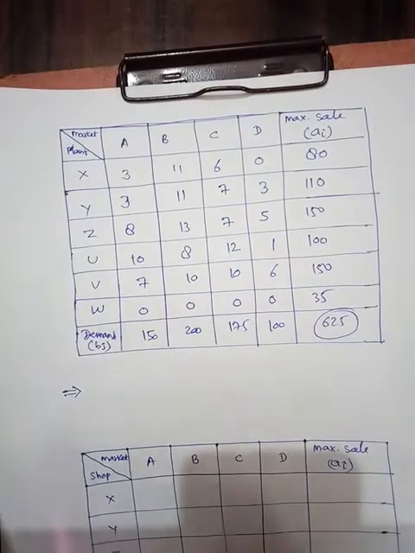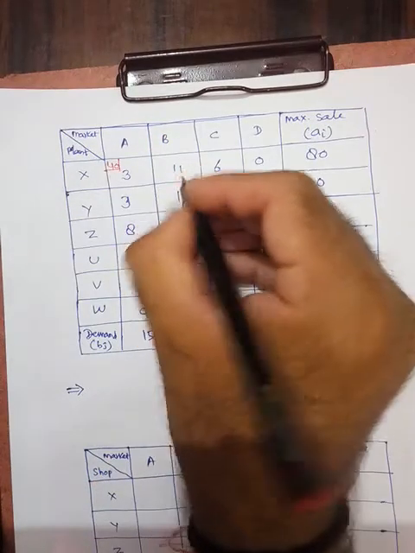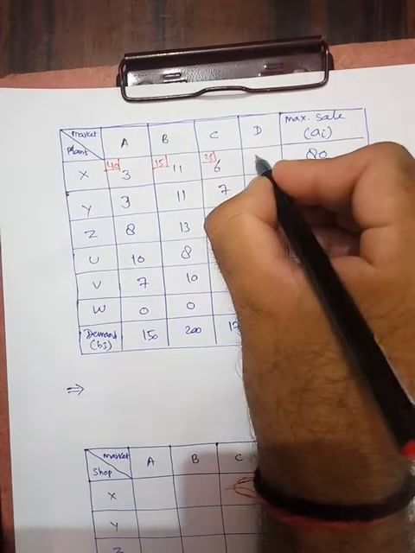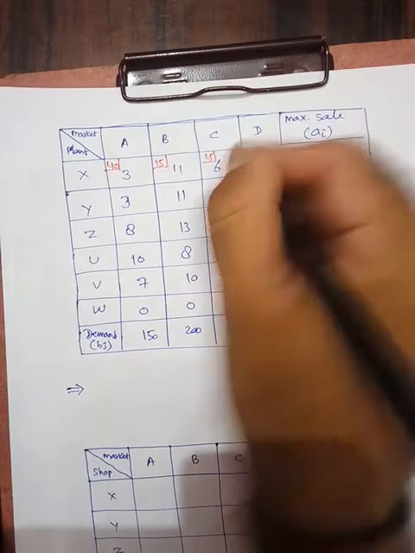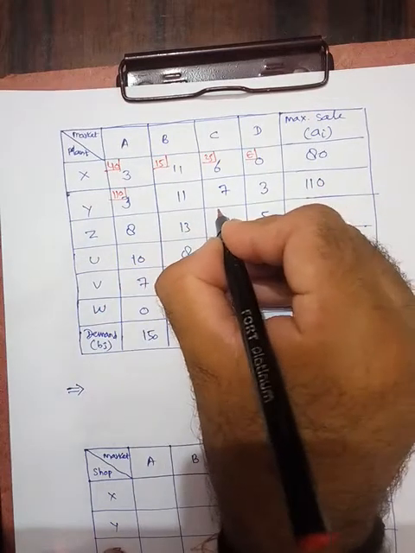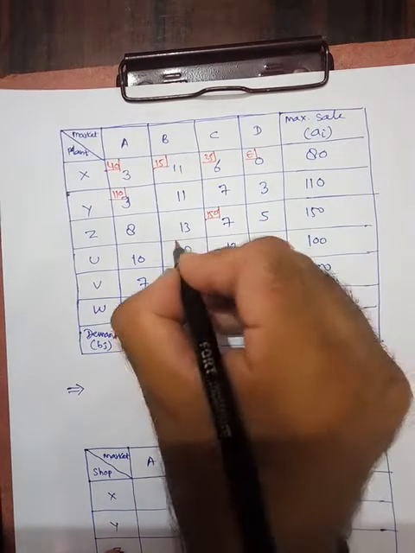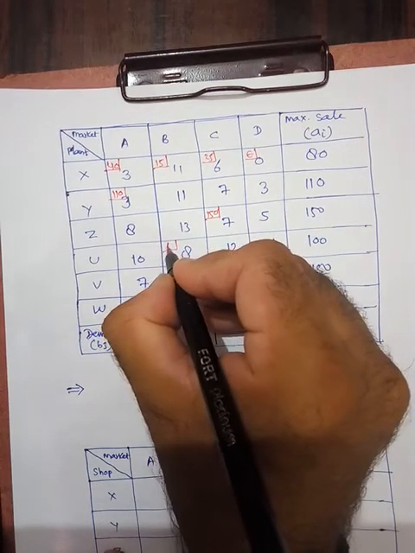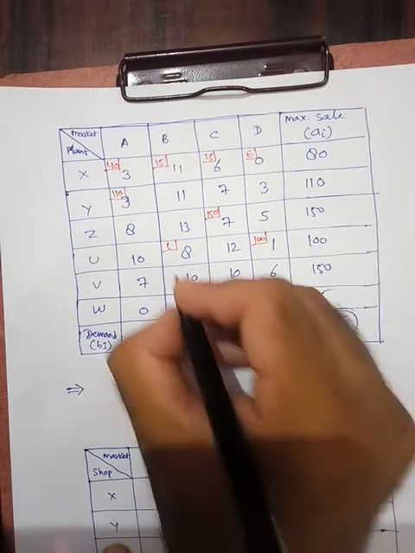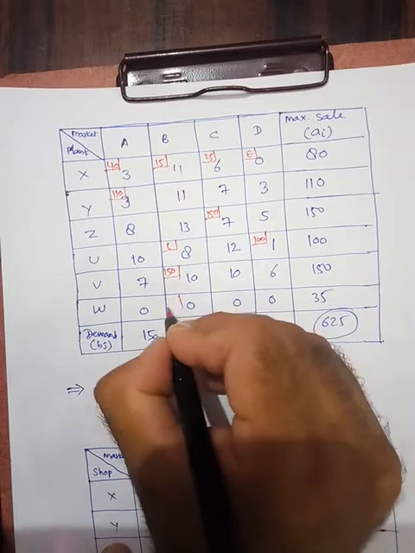So the revised table is this: 15, 40. Here is 15. Here is 25. Here is epsilon. Here is 110. Then here is 150. Then in the next, here is 100, and then here is 150 units. Here is 35.